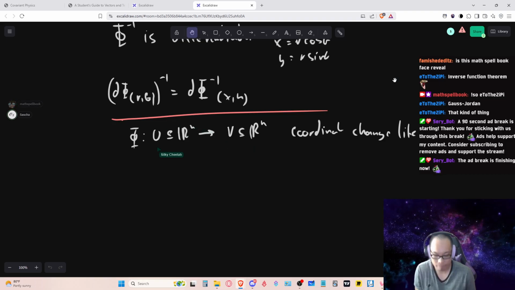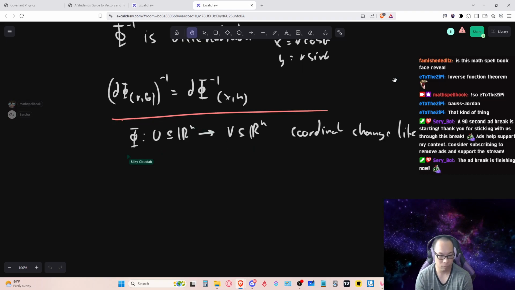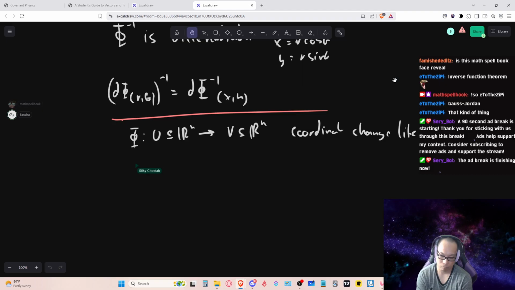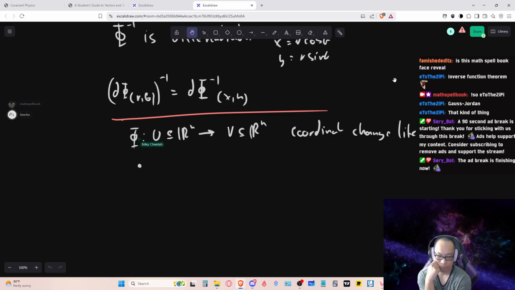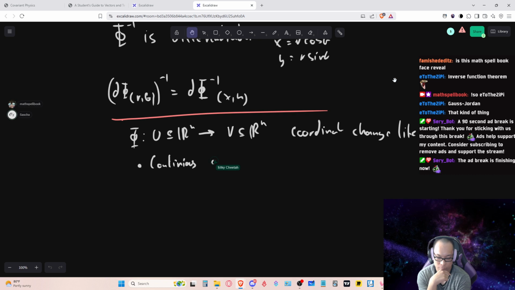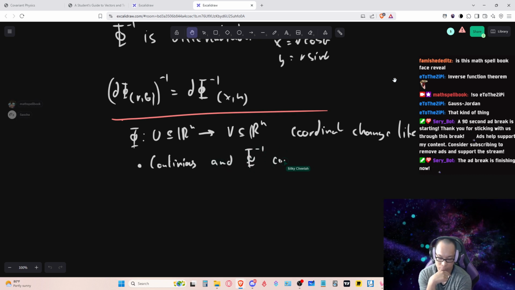So we probably want a few conditions on that map. If you were a topologist, you will probably ask this map to be continuous, but they want a little bit more. They also want the inverse to be continuous. Okay. So continuous is probably a good one, and probably the inverse, you also want it to be continuous.